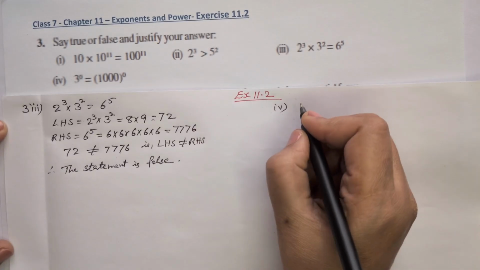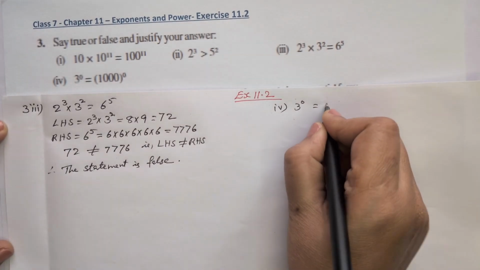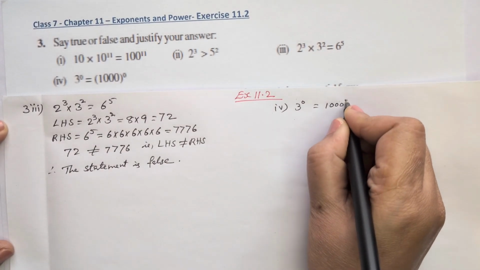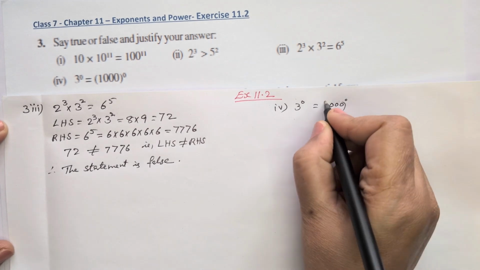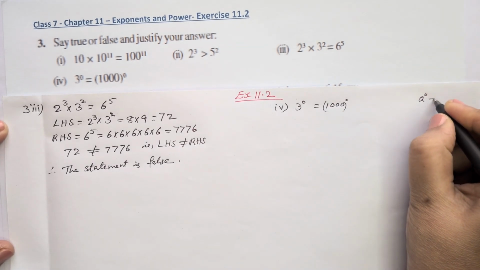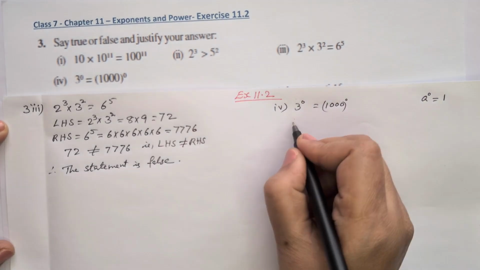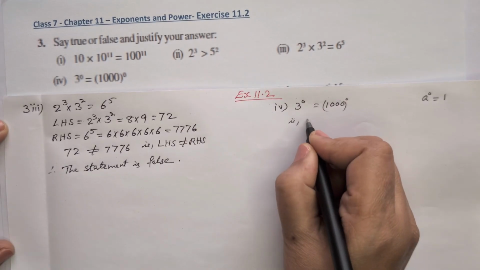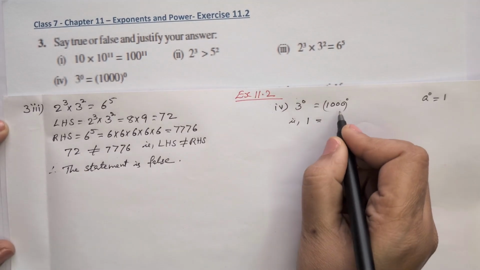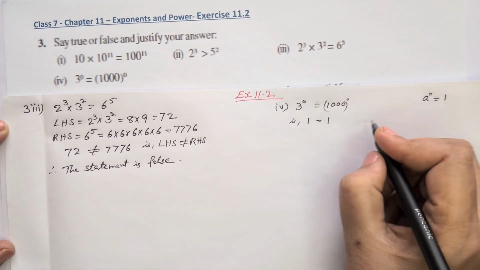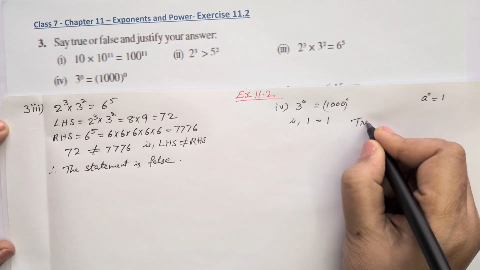Next one. 3 raised to 0 is equal to 1000 raised to 0. We know that any number a raised to 0 is equal to 1. So here 3 raised to 0 is 1, which is equal to 1000 raised to 0, that also is 1. So the given statement, that is true.